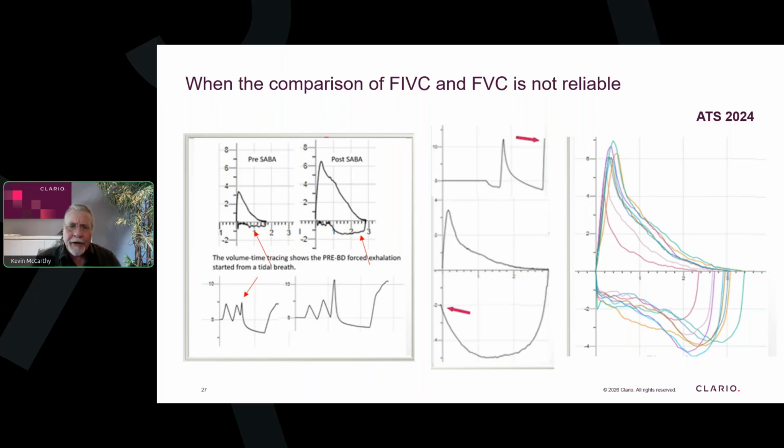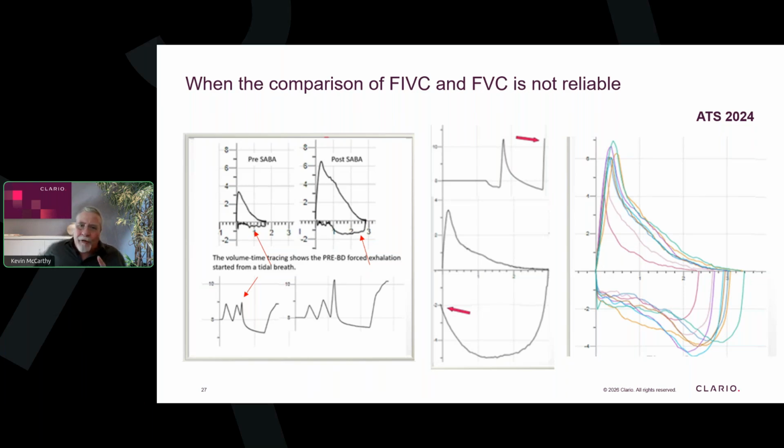So looking at it on a data table, you'd say, well, that FIVC matches the FVC, must have started from full inflation, but in actual fact, here's evidence that it didn't. All of this, these are 2 different techniques for adjusting the collection of the FIVC to make the data quality look good, when in fact, and what this results in is what you see in the rightmost panel.